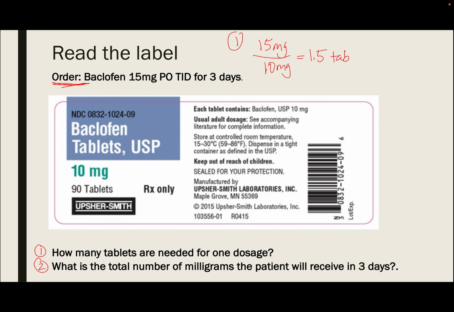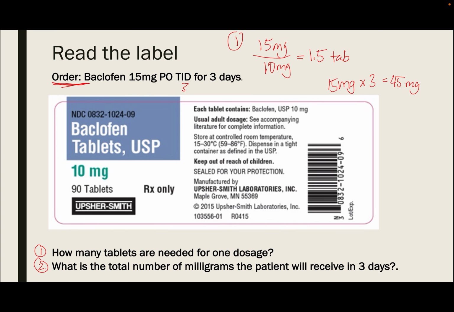So to figure this out, your order says baclofen, 15 milligrams per oral, TID for 3 days. So in order to solve this, you need to remember that TID means 3, right? So if the doctor ordered for them to have 15 milligrams 3 times a day, let's start there. How much are they getting in the day? So 15 times 3, and you get 45. So they're getting 45 milligrams per day, right?